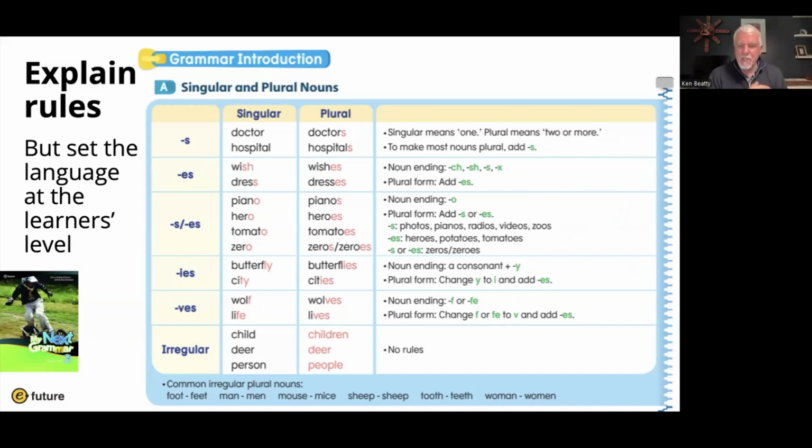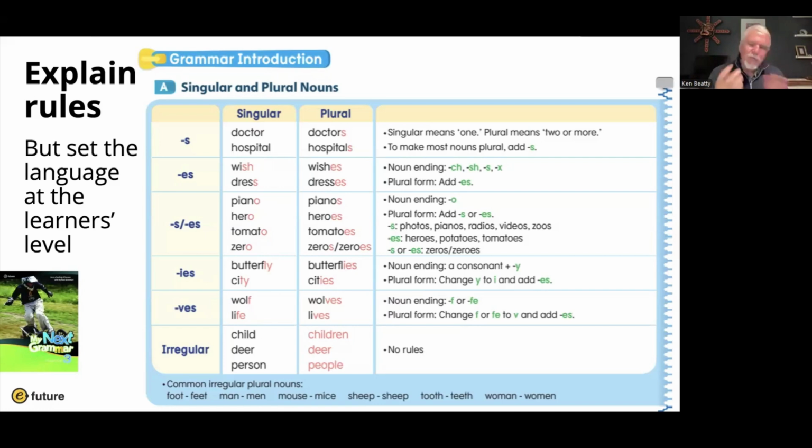So this is my next grammar point, and you can see the example of this in the last column. Singular means one, plural means 2 or more. To make most nouns plural, add s, right? Okay, so it's so simple. It's so straightforward. A student learning at this level is going to be able to understand that.